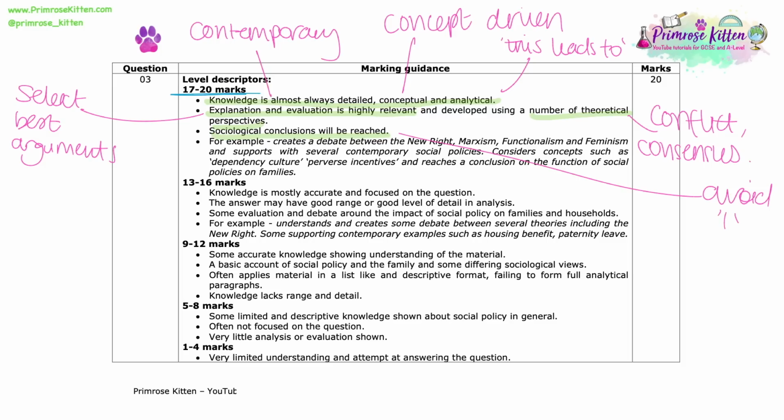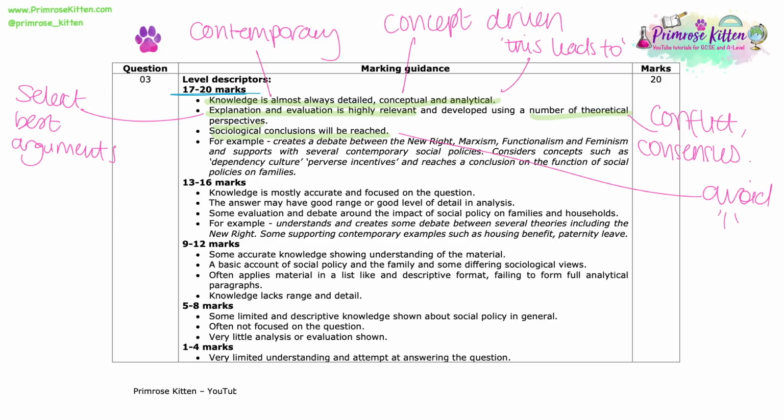You've got an example there of having to create debate between the new right, Marxism, functionalism and feminism to get into that top band. I would always recommend, if you have an essay on social policy, to include quite a large chunk of your essay on new right ideology. That's really just because they have so much to say about social policy, so much negativity about social policy, but also they have had such a huge impact on the social policy that has impacted families and households in the UK, right from Margaret Thatcher's government through to modern day politics as well.